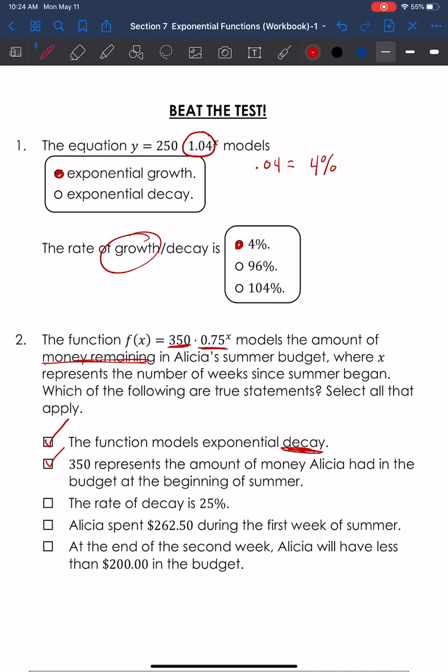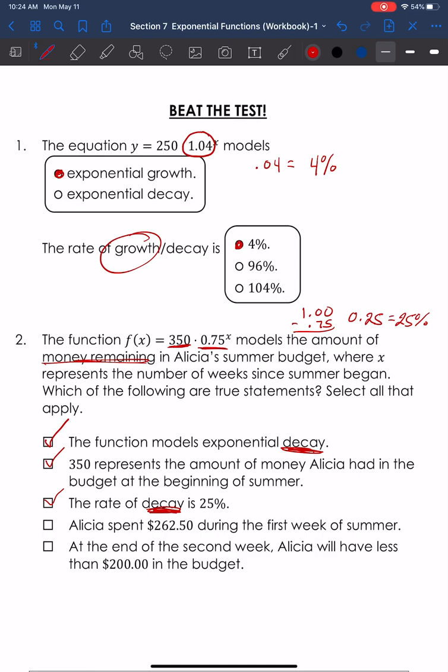The rate of decay is 25%. Don't get confused and just say that the common ratio is your rate of decay. That is not true. What we need to do is compare everything to 1. So if you have $1 and then you only had 75 cents, how much did you lose? Well, you lost 25%, so that is a decay of 25%. We know that 0.25 is equal to 25%. Just multiply that decimal by 100 and you'll get your percent.